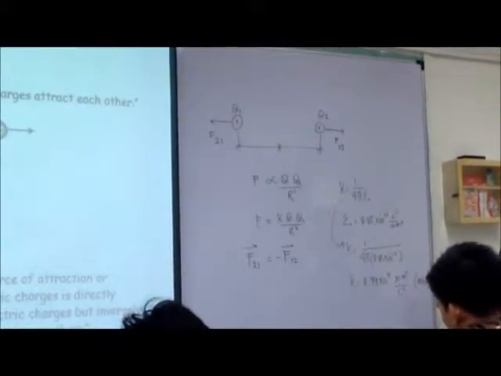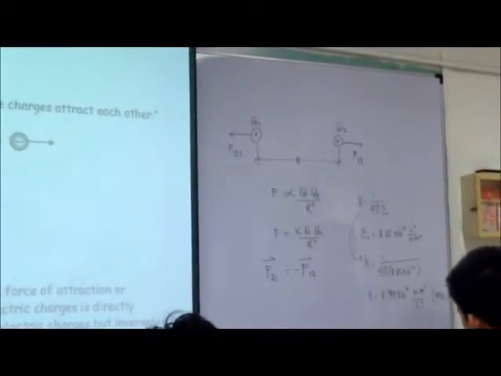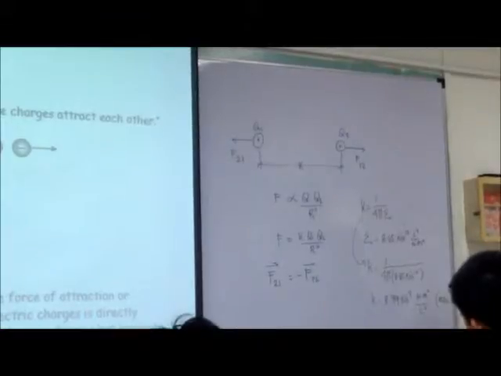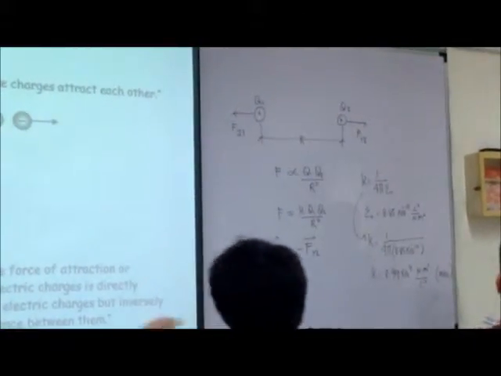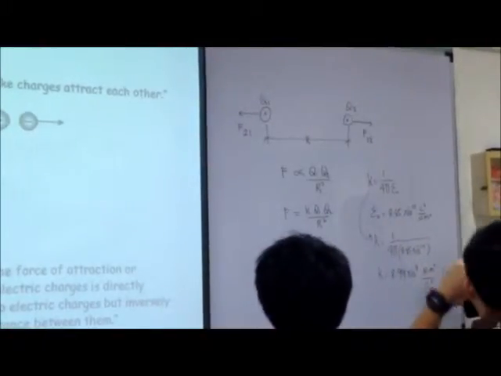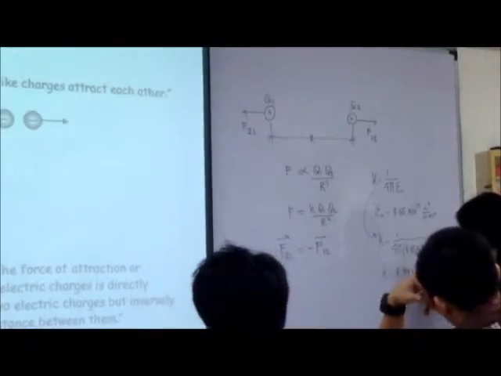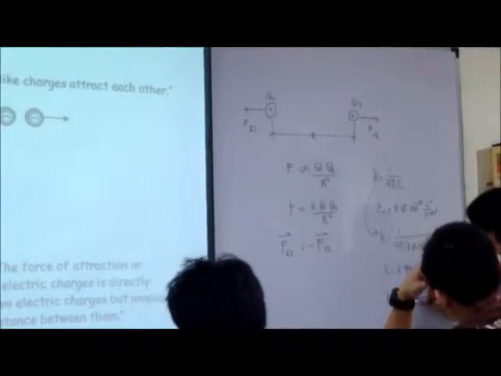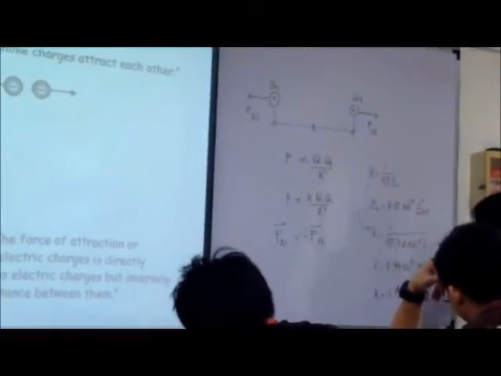What about in CGS? In our book, it's not using CGS. Just to make you aware, what's the value of K in CGS? It is 1 cm squared per stat coulomb squared. So K is 1 cm squared per stat coulomb squared. That is the CGS value. Okay.